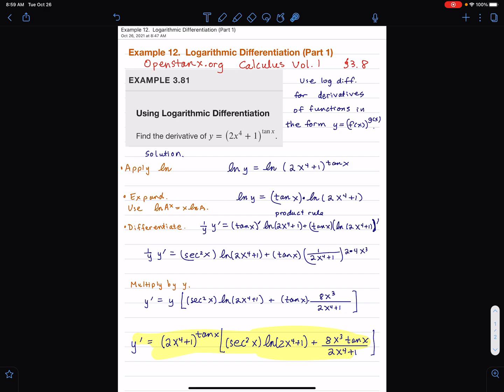But that's logarithmic differentiation. And by the way, they also show a bunch of work on how to do the problem, so you can look at that too.